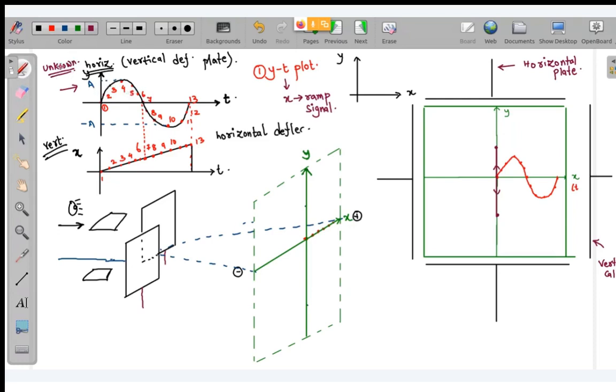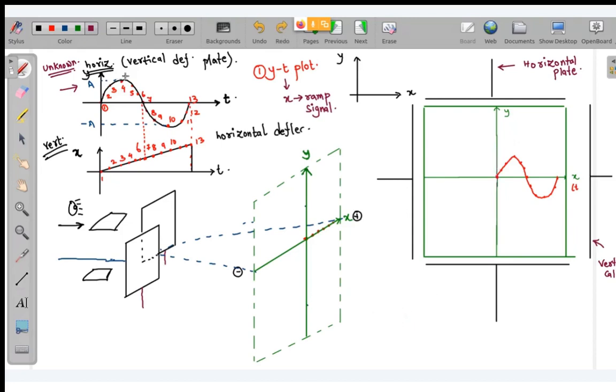When I was plotting only this unknown sinusoidal signal on the CRO, the signal displayed on your CRO screen was like this. It was a simple line. Are we remembering this, Nitish, Shishir? Yes, sir. Okay, so which signal was actually helping me to plot this unknown signal? The ramp signal.